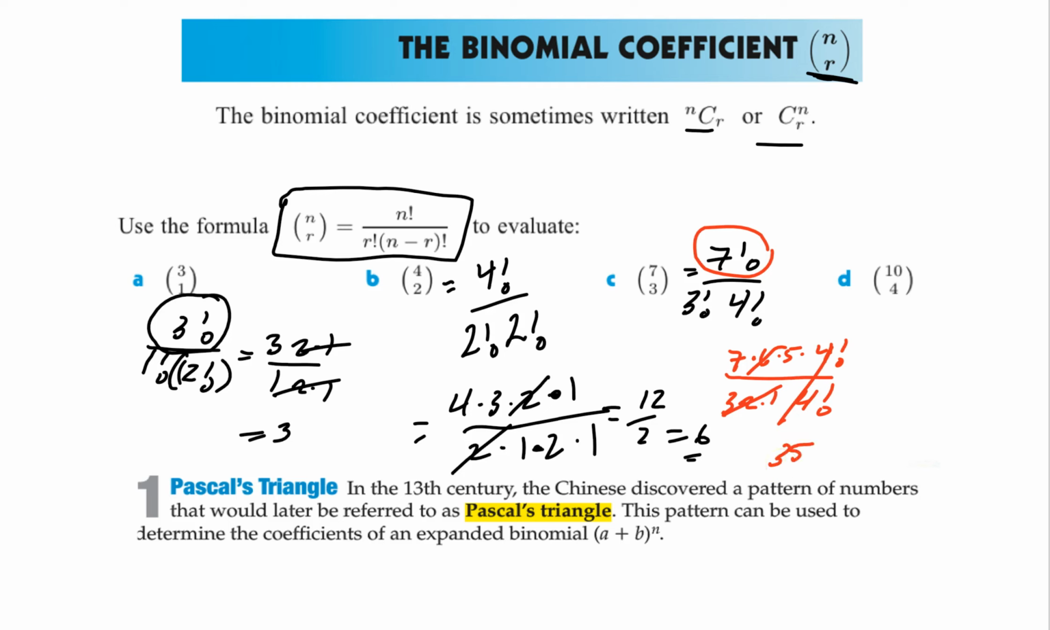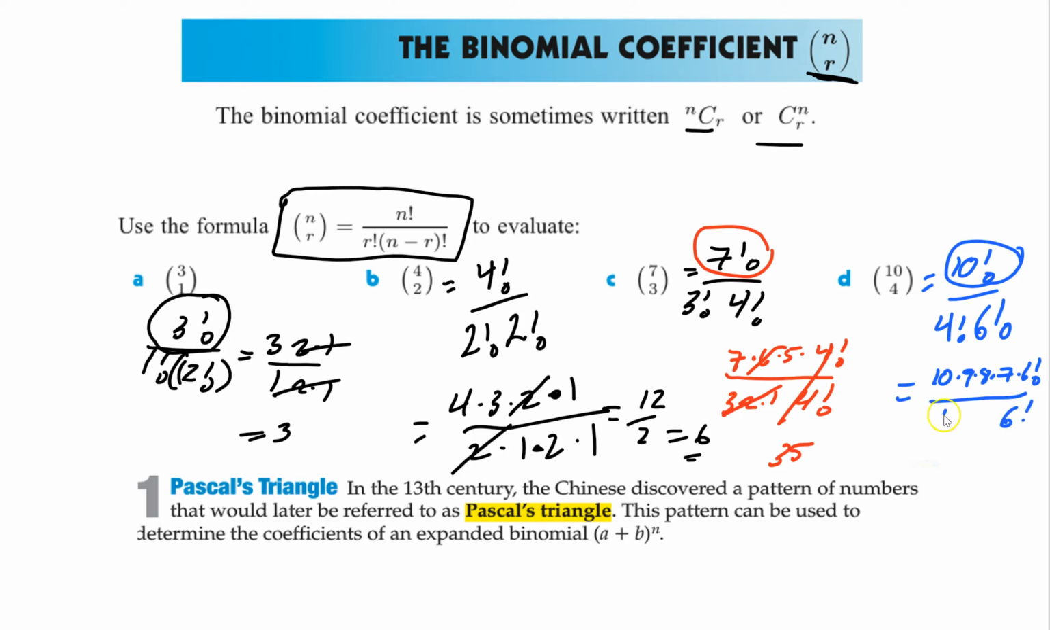Right, let's use that same trick for 10 choose 4. So it's going to be 10 factorial over 4 factorial, then subtract them, 6 factorial. So the trick here again: rewrite the top one so it matches the bottom one. So it's 10 times 9 times 8 times 7 times 6 factorial. I stop there so I know it's going to cancel out.